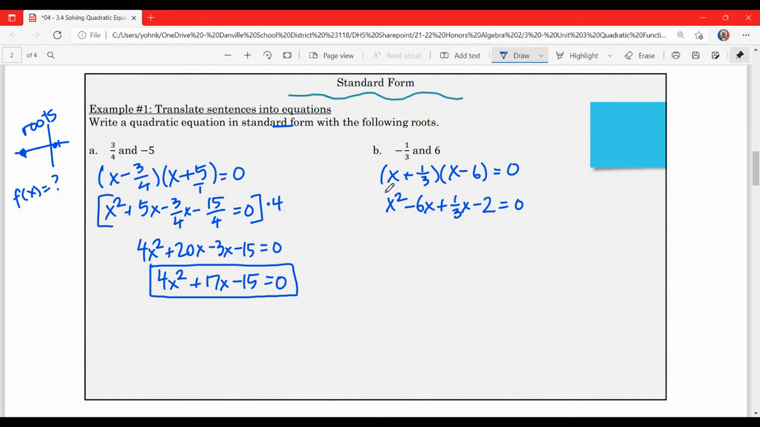Again, fractions are not allowed in standard form, so I'm going to multiply the entire equation by 3. So x squared times 3 is 3x squared. Negative 6x times 3 is negative 18x. 1/3 x times 3 is x. Negative 2 times 3 is negative 6 equals 0. Collect your like terms in the middle, so 3x squared minus 17x minus 6 equals 0.